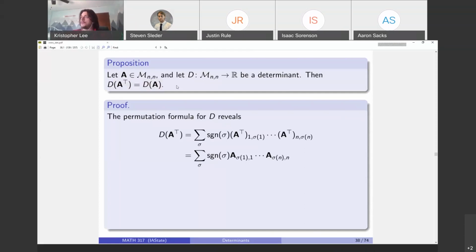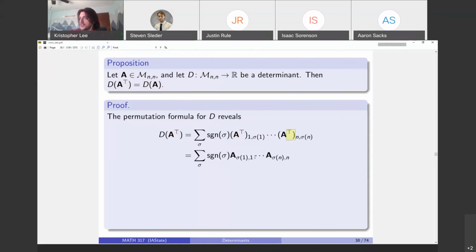Right, because the recursive proof is just a mess of things. But this proof right here that we're about to do gives a really clear justification for why this ends up happening, because the permutation formula for the derivative, if you look at A transpose, well, the permutation formula gives you this. What does transposing do?